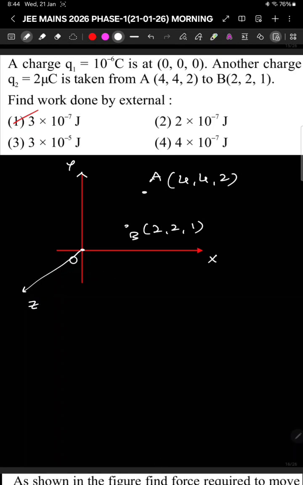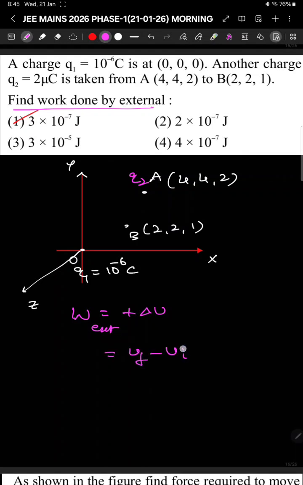At the origin, we have a charge Q1. The Q1 value given is 10 power minus 6 coulombs. Now another charge Q2 is taken from point A to point B. First of all, charge Q2 is at A. Now, what is the work done by the external force? The work done by the external force is plus delta U. Delta U means final minus initial. How to find the initial potential energy? Initially Q2 is at A.